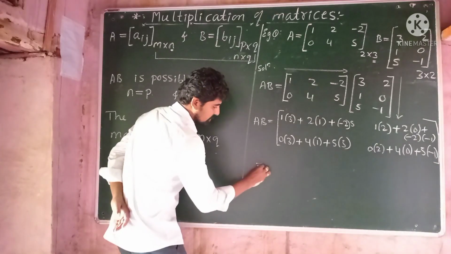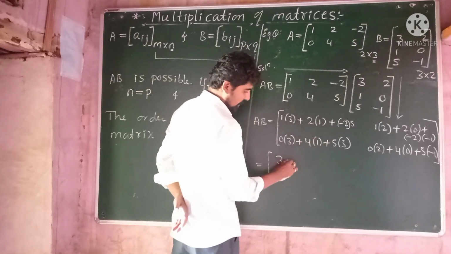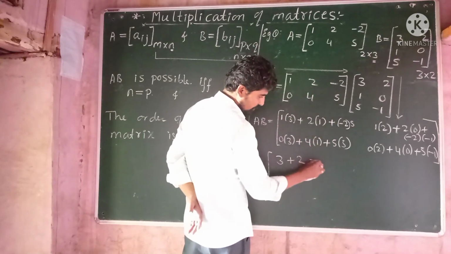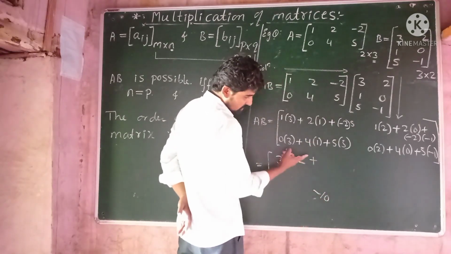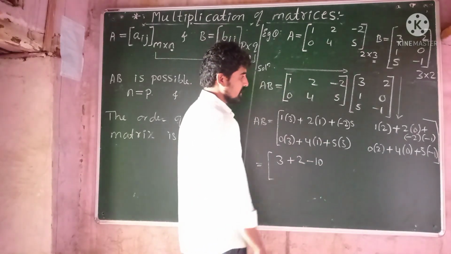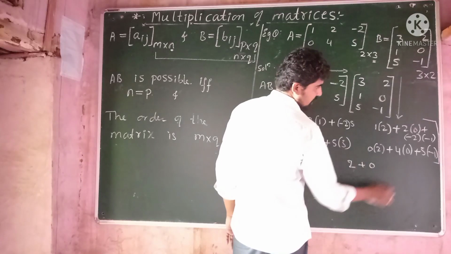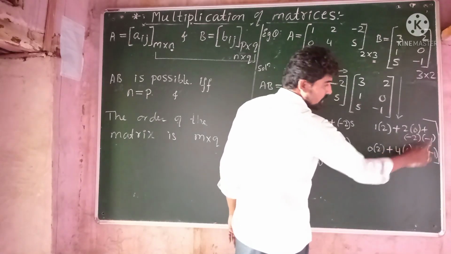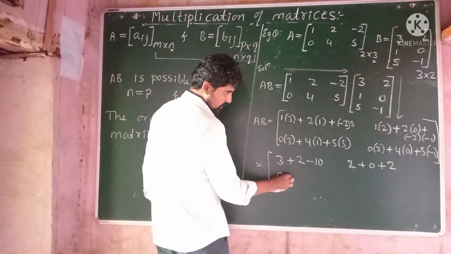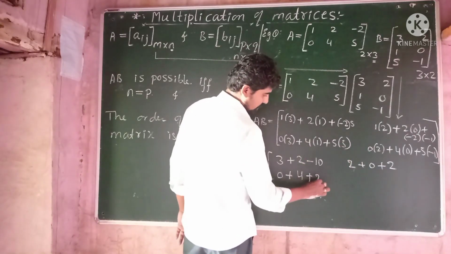Now this is equal to 1 into 3 is 3, 2 into 1 is 2, minus 2 into 5 is minus 10. So plus into minus gives minus 10. I hope all of you are understanding. Next, 1 into 2 is 2, 2 into 0 is 0, plus minus 2 into minus 1 is plus 2. And now 0 into 3 is 0, plus 4 into 1 is 4, plus 5 into 5.